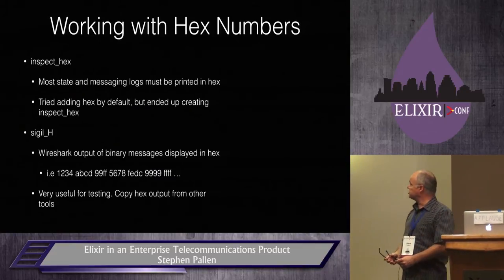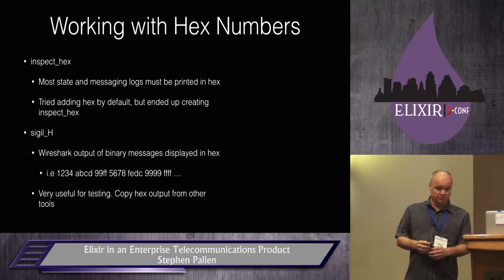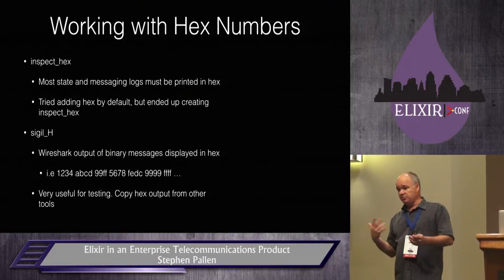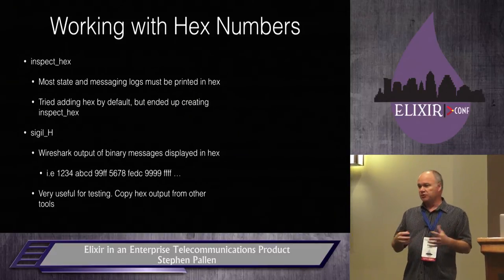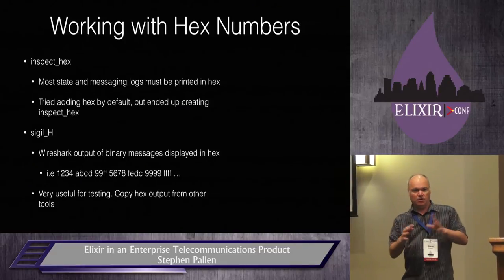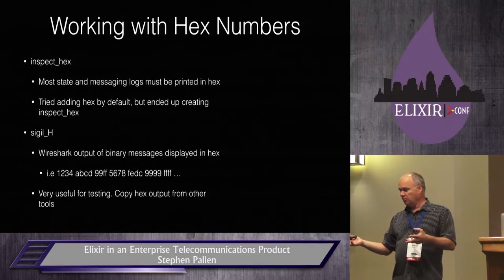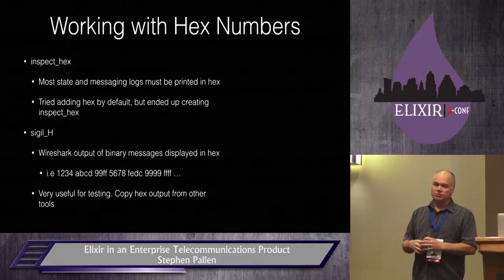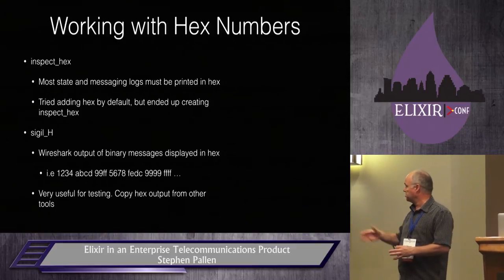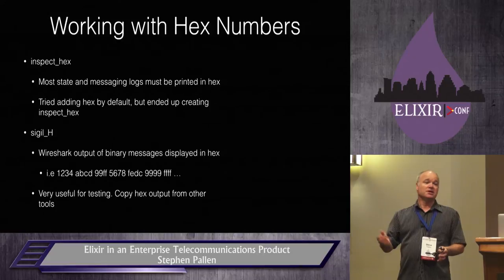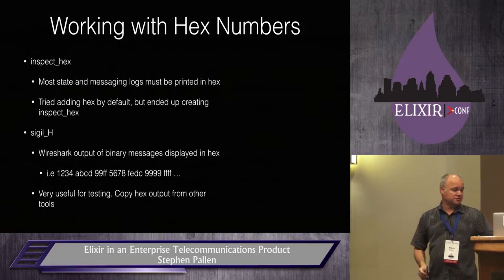So hex numbers. I ended up playing around with ways of logging, since everything I do is in hex, or all the binary protocols I'm parsing are in hex. At first I tried to override or define the implementation so that inspect prints out hex, but that was kind of ugly. So I ended up just implementing an inspect hex that I can throw at anything, and it'll dump out all the integers in hex.